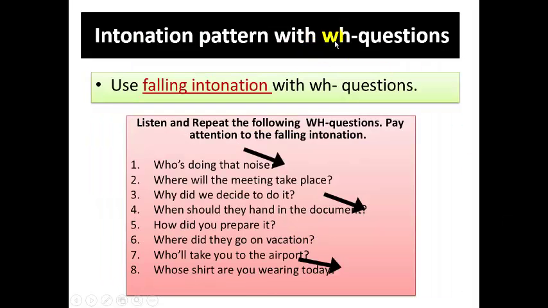Now we have WH questions. In this case, use falling intonation. Listen and repeat the following WH questions. Pay attention to the following intonation. Who's doing that noise? Where will the meeting take place? Why did we decide to do it? When should they hand in the document? How did you prepare it? Where did they go on vacation? Who'll take you to the airport? Whose shirt are you wearing today? Did you notice the following intonation pattern?